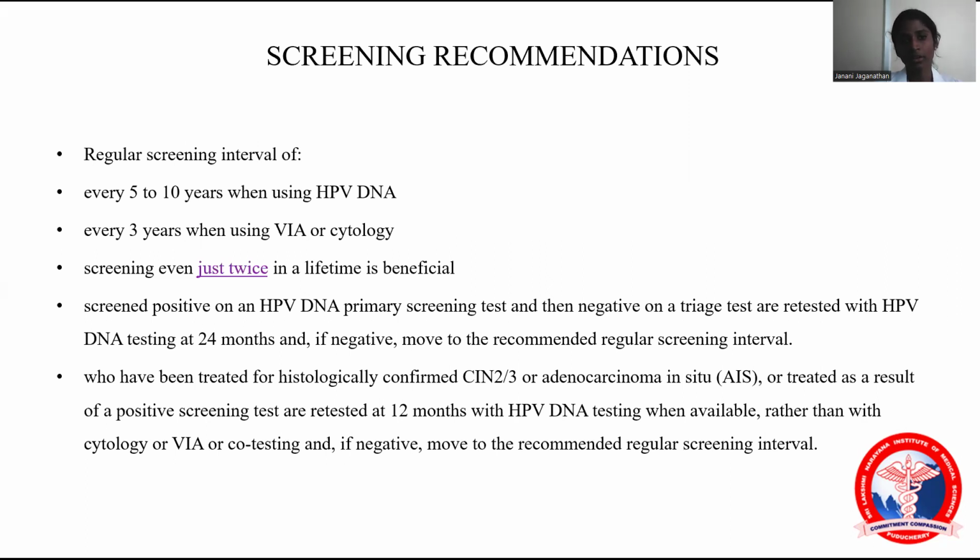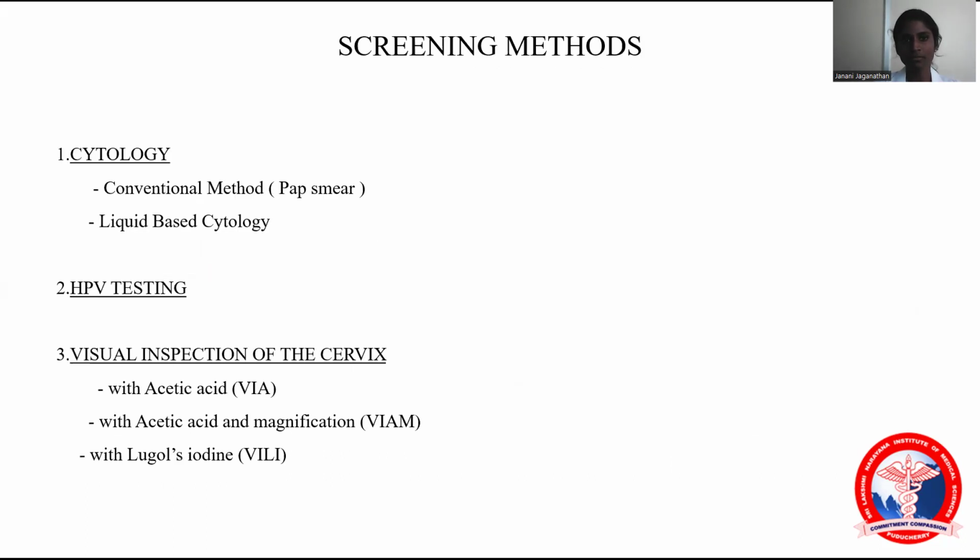And in case only cytological screening is done, it is done once every 3 years. Screening even just twice in a lifetime is beneficial for HPV screening. So, screening methods: there are different screening modalities for cervical cancer. The first modality is cytological examination. The second one is HPV testing. And the third one is visual inspection of the cervix.